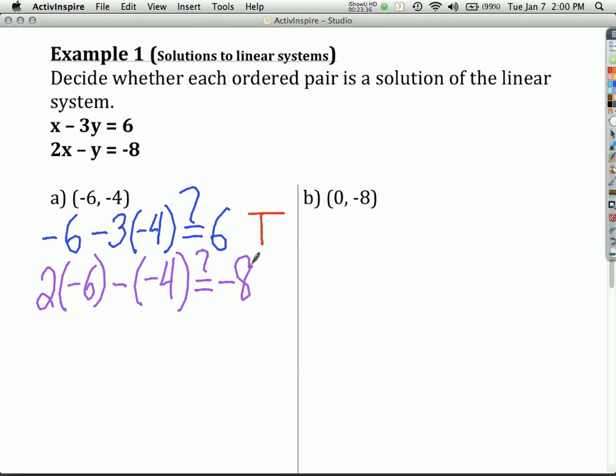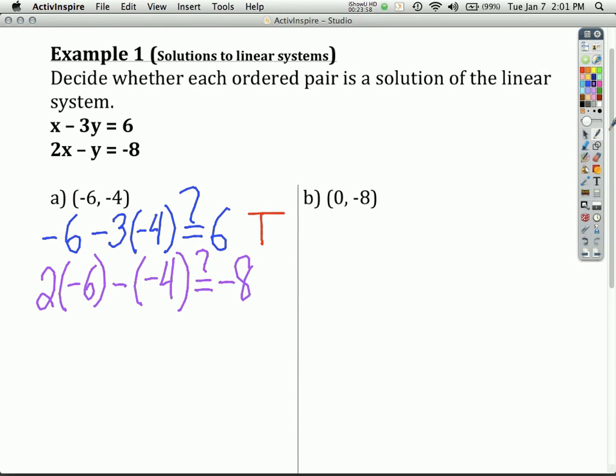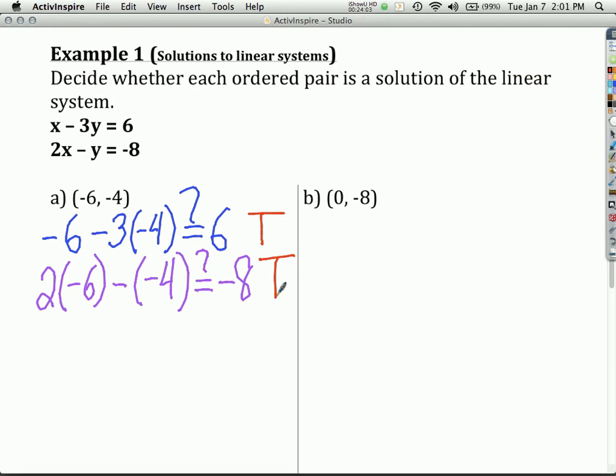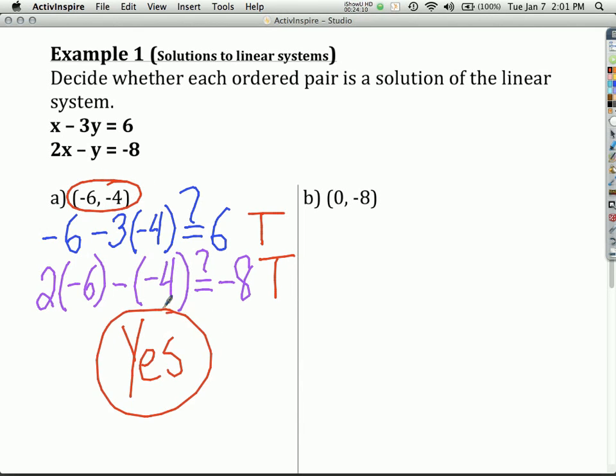Do some mental math. 2 times negative 6 is negative 12. Minus a negative 4 really means plus 4, so we have negative 12 plus 4. What do you think? Caleb? So is it true? Yeah, it's true. So we get a true statement here as well. And so what we have just figured out is that this ordered pair, yes, is a solution to this system.